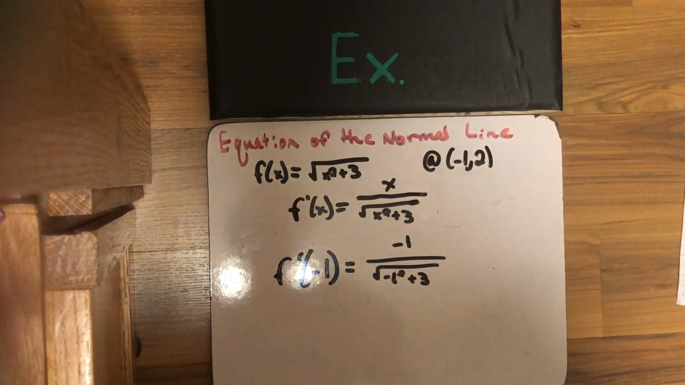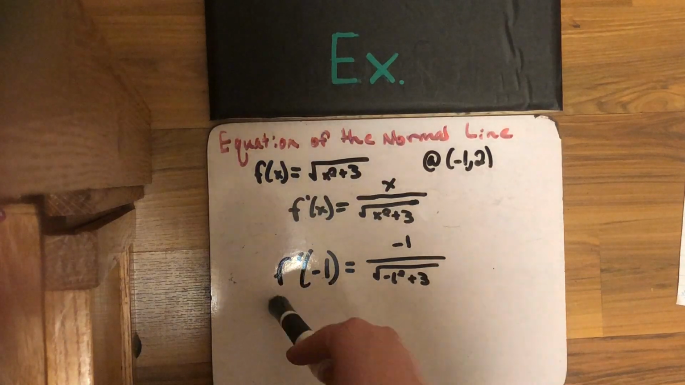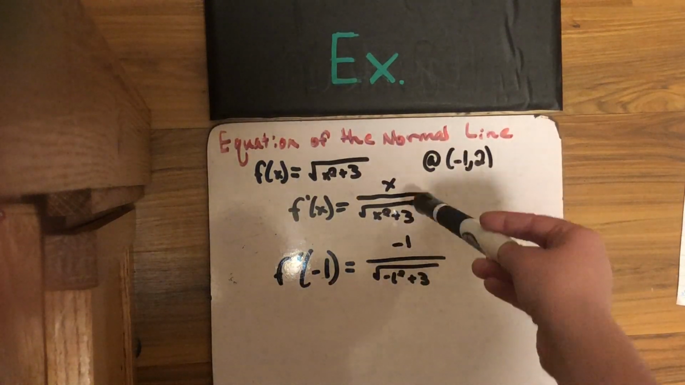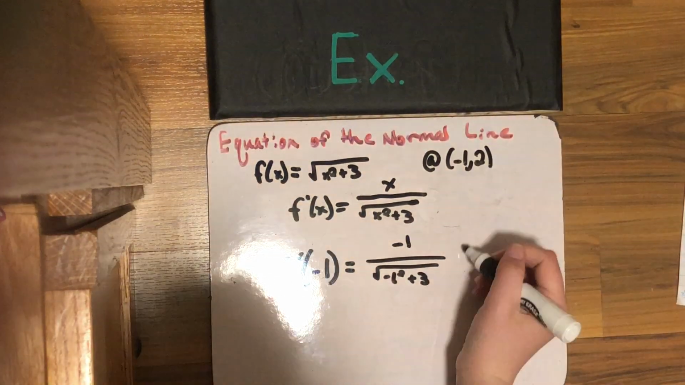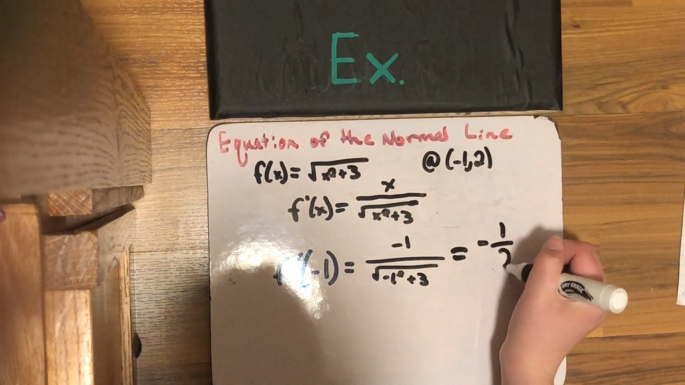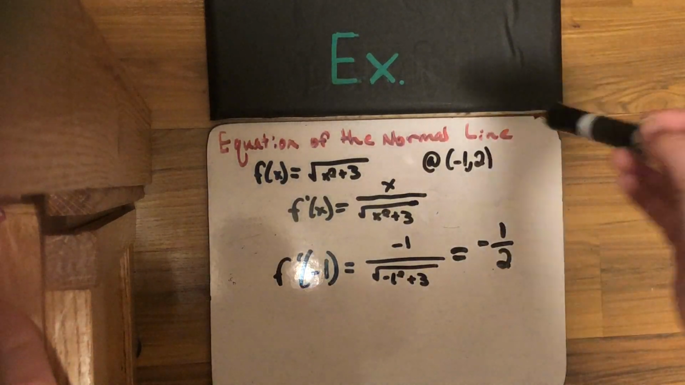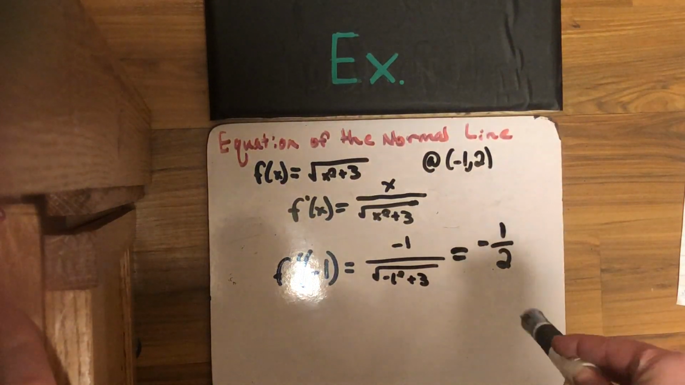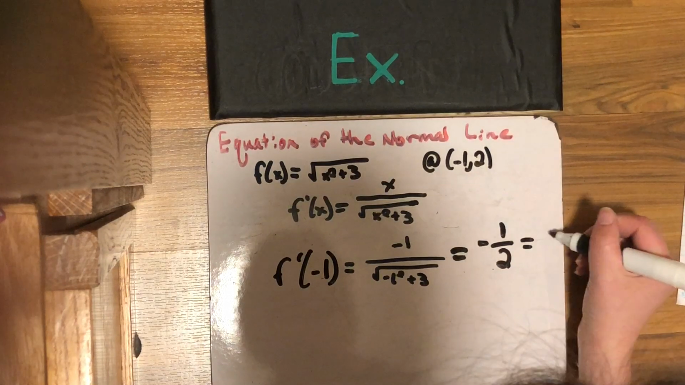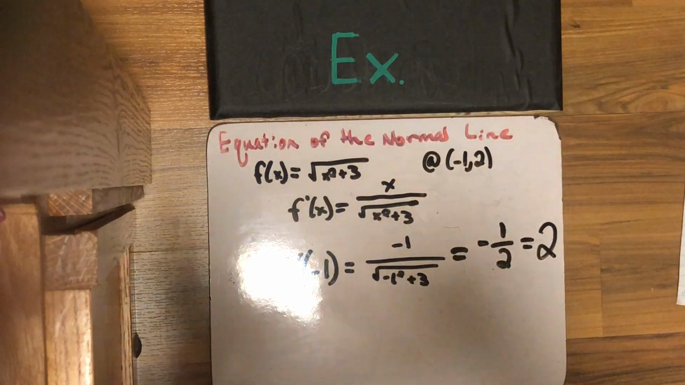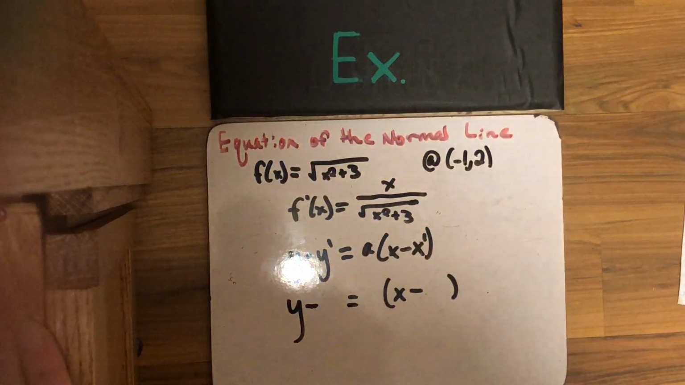So once we have our derivative, step 2 is to plug the x-coordinate of the point we were given into the derivative. So f prime of negative 1 equals, plugging in negative 1 for our x's, negative 1 over square root of negative 1 squared plus 3. This equals negative 1/2. Now, that is the slope for the derivative, but the slope for the normal line is the opposite reciprocal. So the opposite reciprocal of negative 1/2 is 2. So the slope for our normal line is going to be 2. So that was step 2.